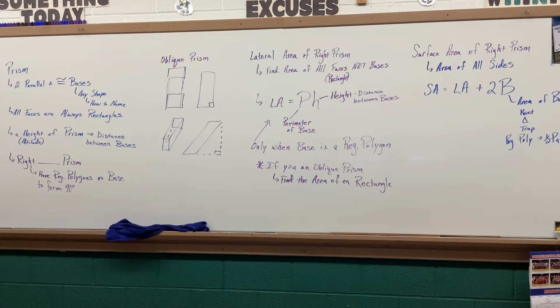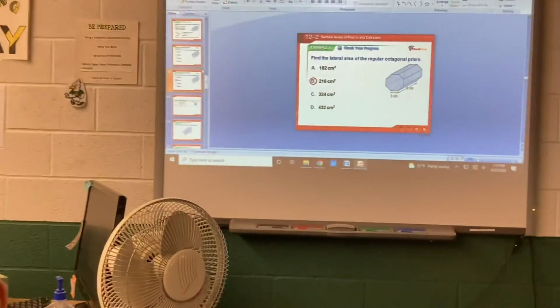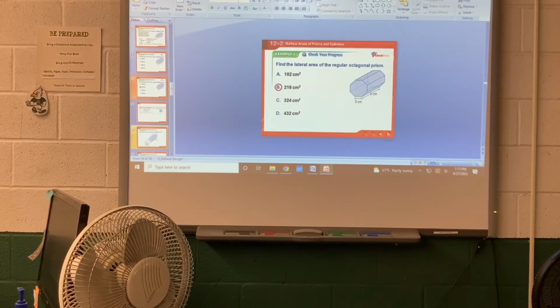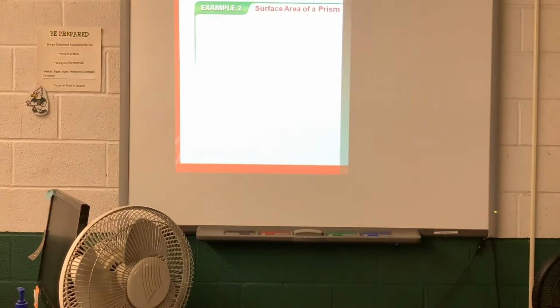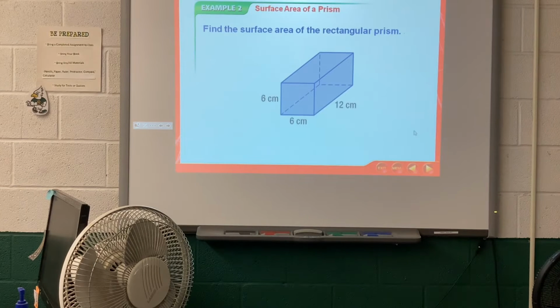Okay, so here's my problem. Find the surface area of the rectangular prism. This doesn't specifically tell you that the front face and the back face is a square. But it is a square, right? Everybody agree? Because if one's 6, then the opposite side has to be 6, and the top and bottom both have to be 6. So this is a square.